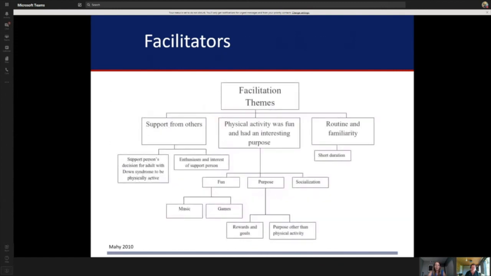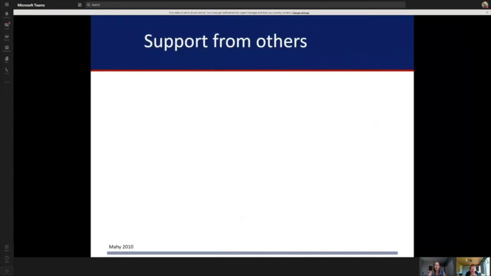So for the facilitators, they had 3 big themes, but then the themes were divided into smaller themes. I'm just going to go over those in a little bit more detail to really zone in on the variety of different issues that we're working with. Support from others can be a really facilitating part. The decision to be physically active in itself almost always requires some support or some initiative by someone else.